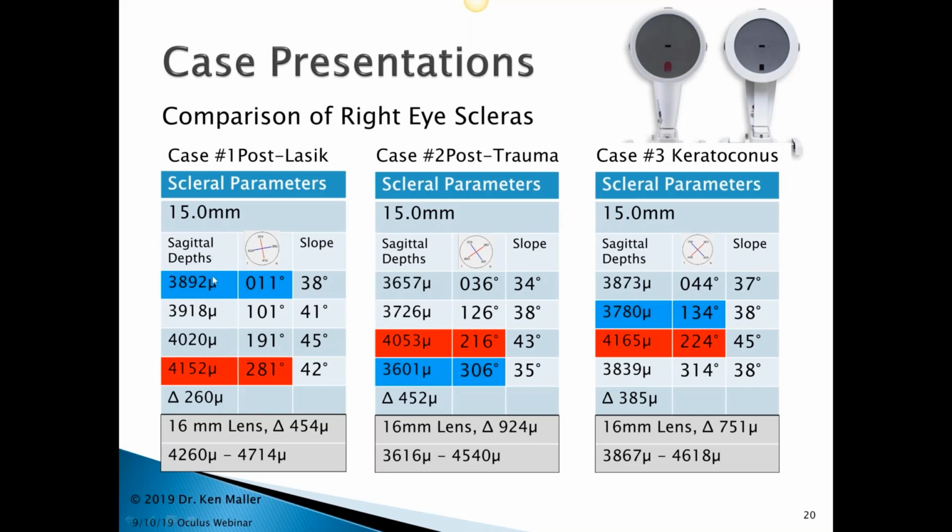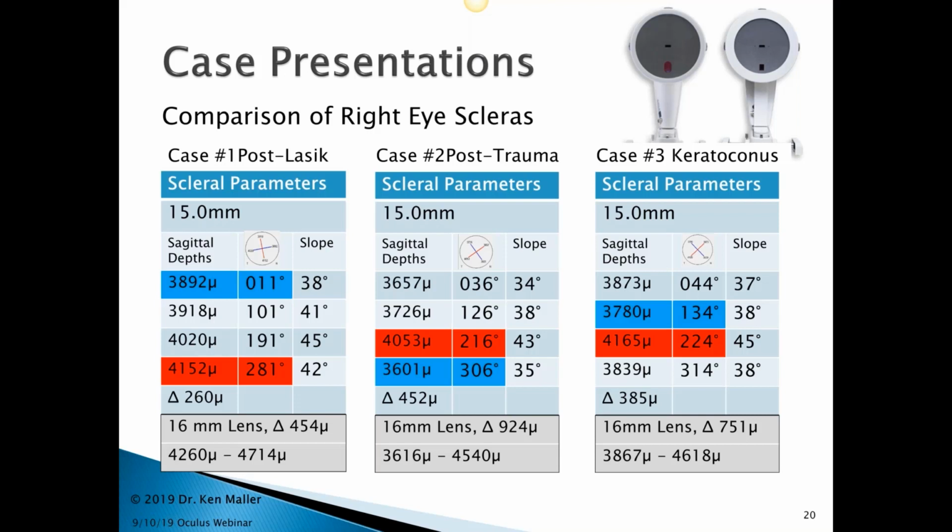On the post-LASIK eye over here, we have about 300 microns between the flat and the steep. On the post-trauma eye, we have a little over 400 microns of difference here. And on the keratoconic eye, we're also at about 400 microns of difference. If you think 400 microns, that's 4/10 of a millimeter sagittal height difference. And this is only at a chord of 15 millimeters.